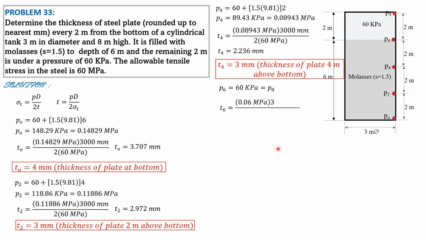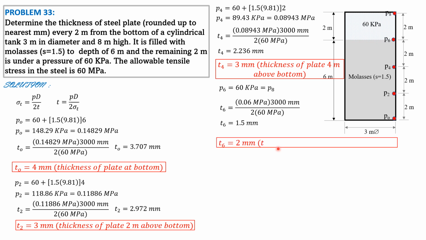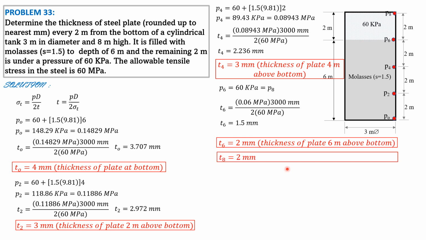So T sub 6 equals 0.06 times 3000 over 2 times 60 megapascals. So it is equal to 1.5 mm and rounded up to 2 mm. Therefore, T sub 6, which is 2 mm, that's the thickness of plate 6 meters above the bottom of the tank. And T sub 8 is also 2 mm, that's the thickness of plate 8 meters above the bottom of the tank, or at the topmost level. So that's it for this problem.